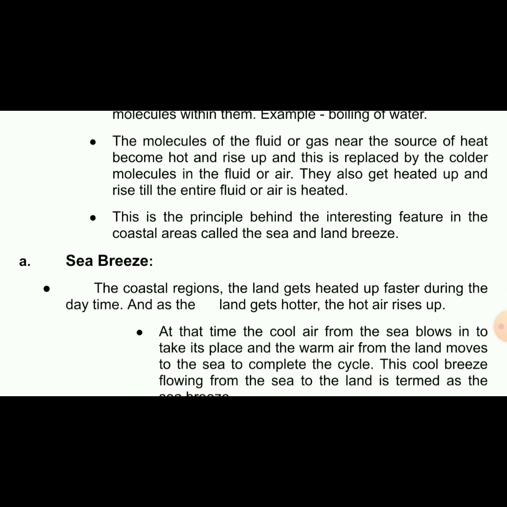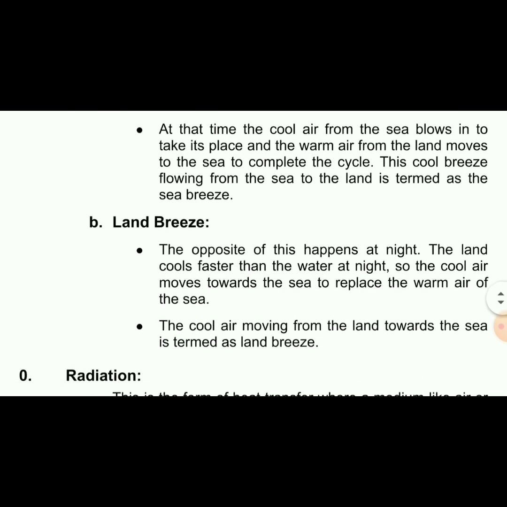This is the principle behind the interesting feature in the coastal areas called the sea and the land breeze. Now, sea breeze. In the coastal region, the land gets heated up faster during the daytime, and as the land gets hotter, the hot air rises up. At that time, the cool air from the sea blows in to take its place, and the warm air from the land moves to the sea to complete the cycle. This cool breeze flowing from the sea to the land is termed as the sea breeze.